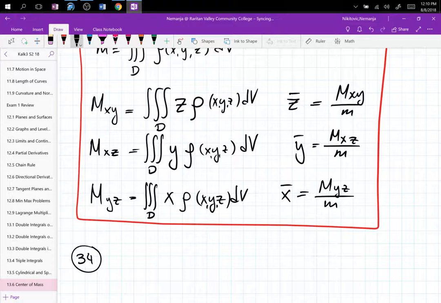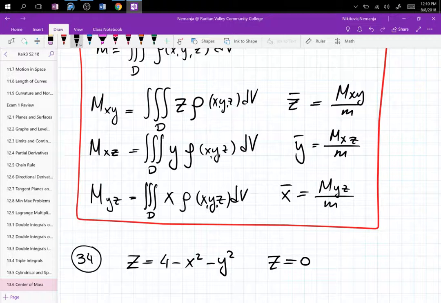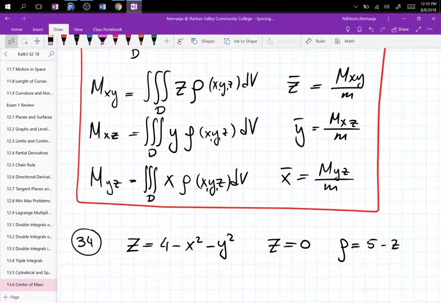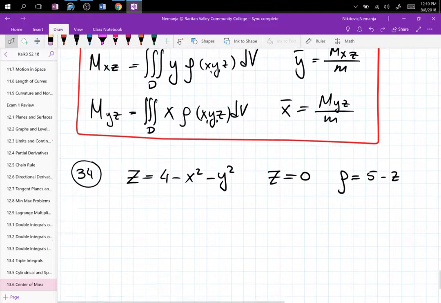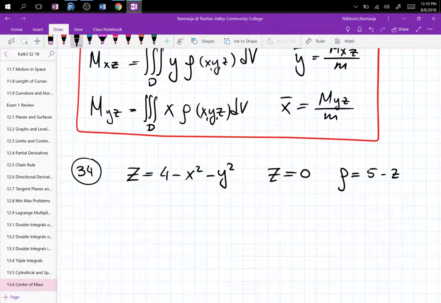So the solid is bounded by the paraboloid z equals 4 minus x squared minus y squared, and z equals 0. The variable density is given as 5 minus z. Now, this is a paraboloid.